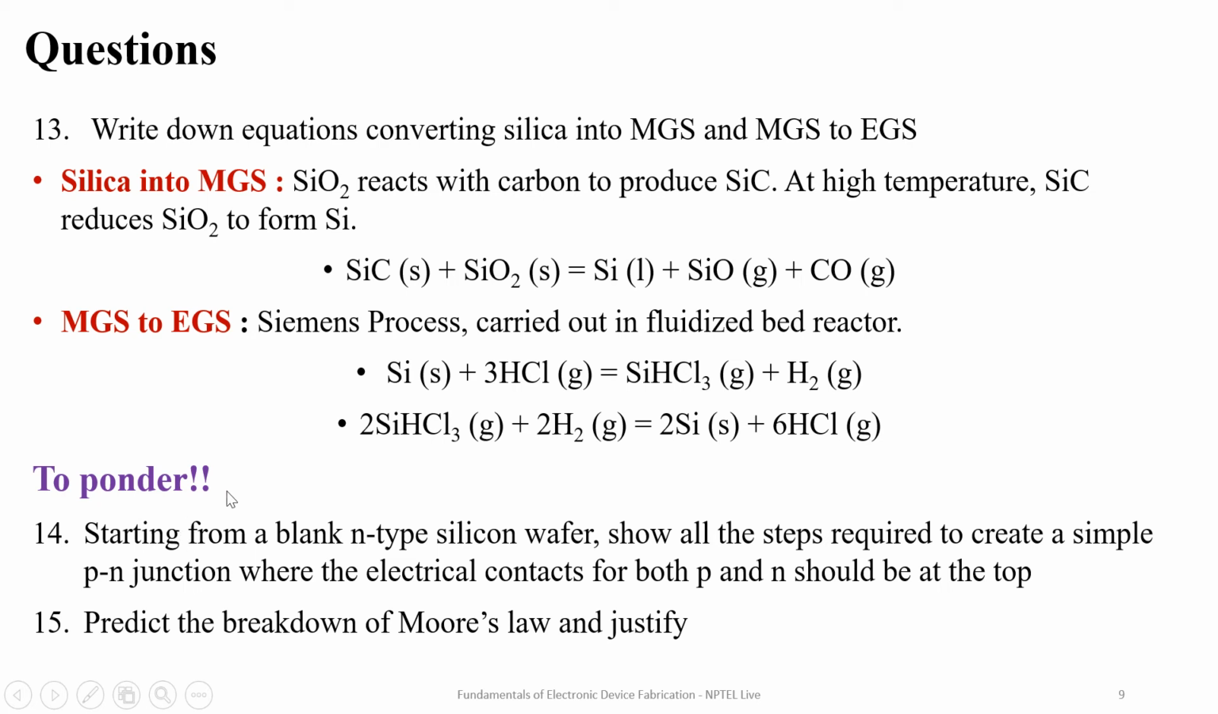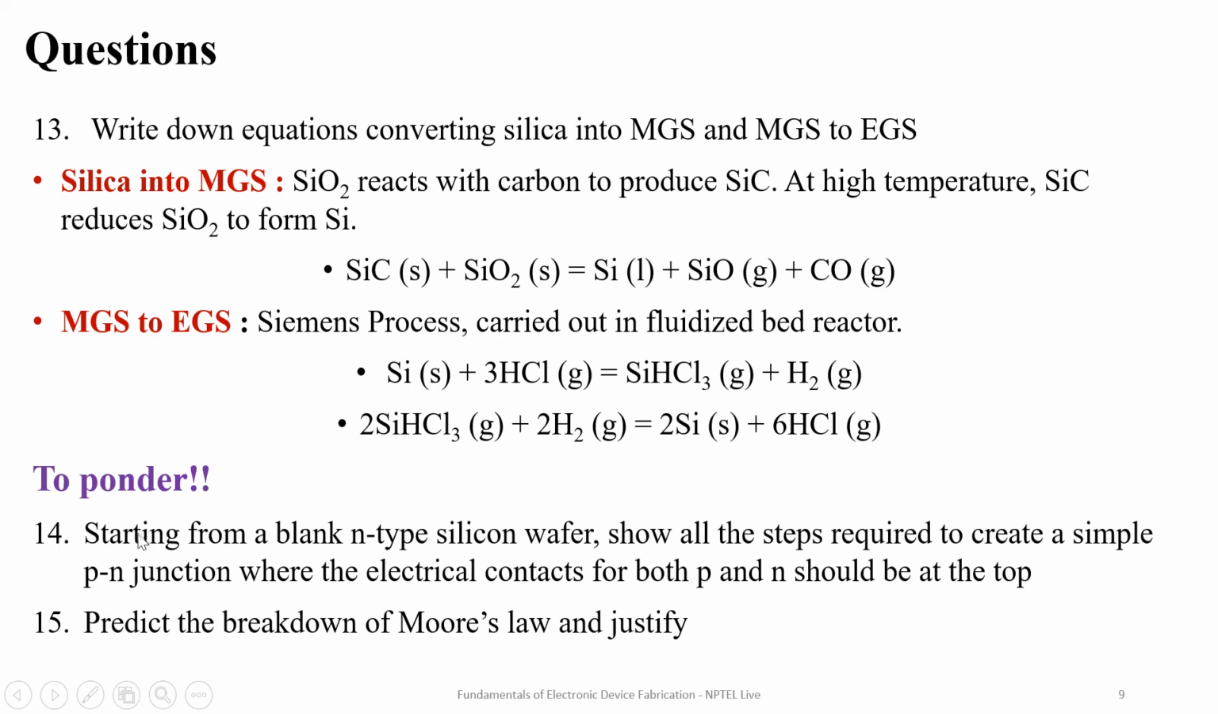If you have gone through week one contents, towards the end there is an example of how an NPN transistor is created. So when you come for the next week, please do answer questions number 14 and 15. The first question is, starting from a blank N-type silicon wafer, show all the steps that are required to create a simple PN junction where electrical contacts for both P-type and N-type should be at the top.